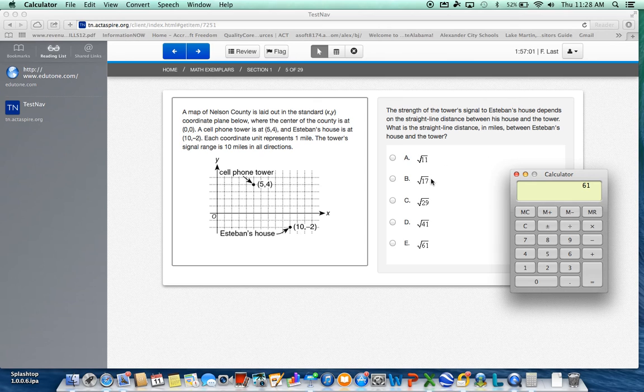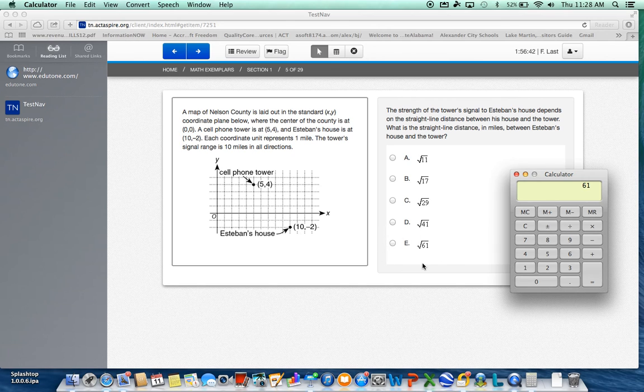Now, as you notice, they don't have an answer in decimal form, but they do have it in radical form, which is the square root of 61. Now, of course, they could also have had it by trying to find some roots within 61. There are no roots, rather, in 61, so the answer would be the square root of 61.